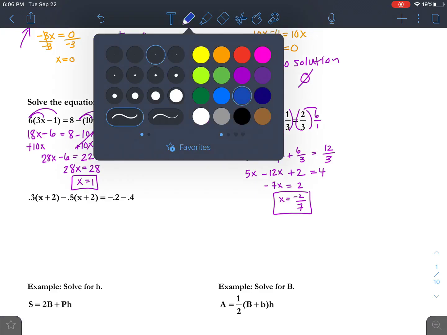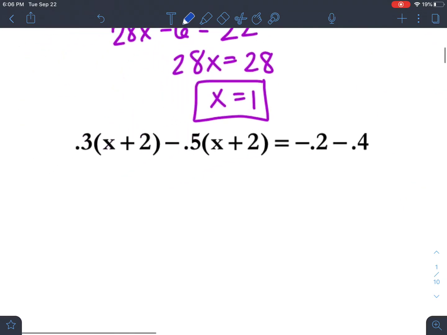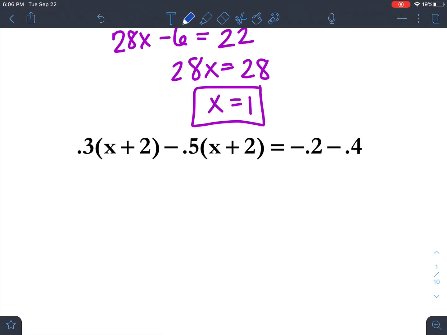Okay, when you're all set with that, take a look at a decimal problem. Kind of same thing as fractions. You can leave them if you want, but my recommendation is just if you see that all of them have that one decimal spot, multiply each side by 10, and we can get rid of the decimal or move that decimal spot over one slot.